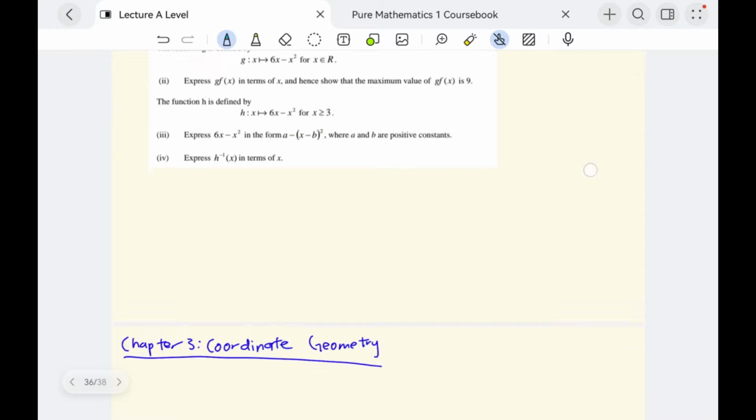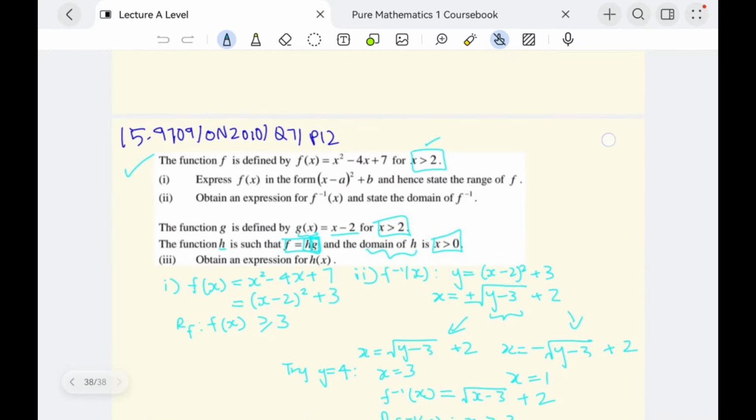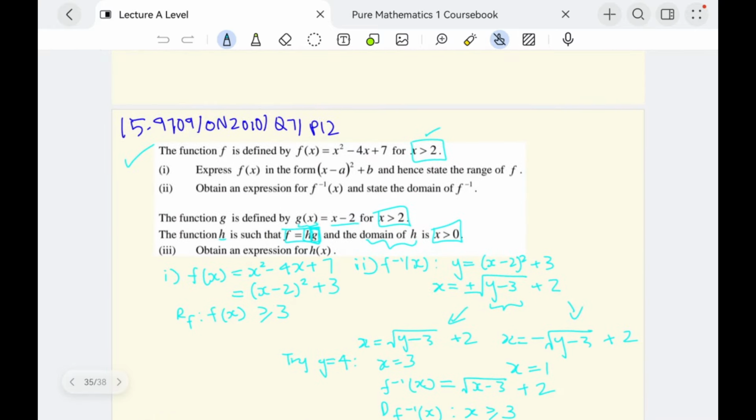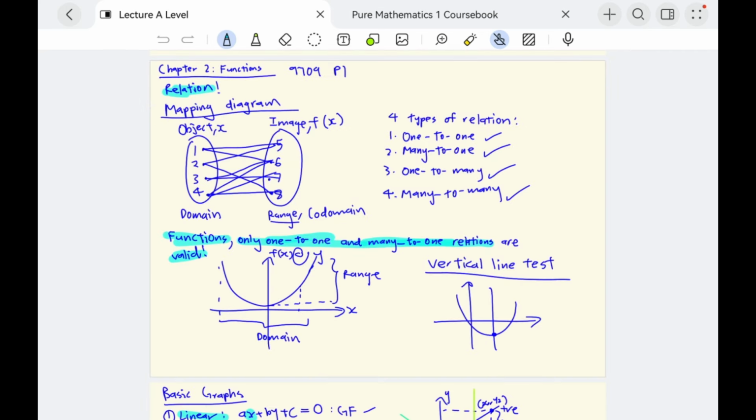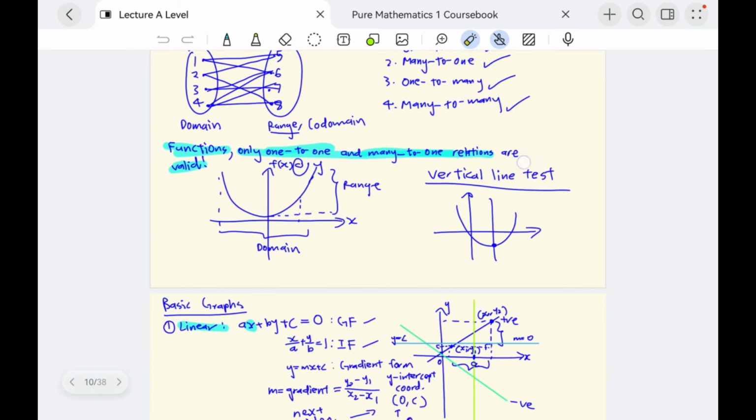So the rest of the questions I need you to try out by yourself. And let's move on to the summary of the chapter 2 before I end this video. Alright, here is a summary of this chapter 2 functions. Okay, so what is function? Function is a relation. How to know whether the function is valid? Because the function is one-to-one or many-to-one relationships. Okay, so what is the purpose of doing the vertical line test? The vertical line test is to test whether it is a function or not.